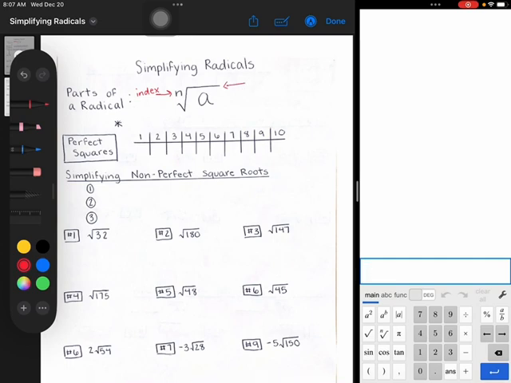And then for some reason, we have a hard time remembering what this symbol is called, but it just is called a radical symbol. And then the number that's underneath the radical symbol, or like in the house, some people call it, is the radicand.